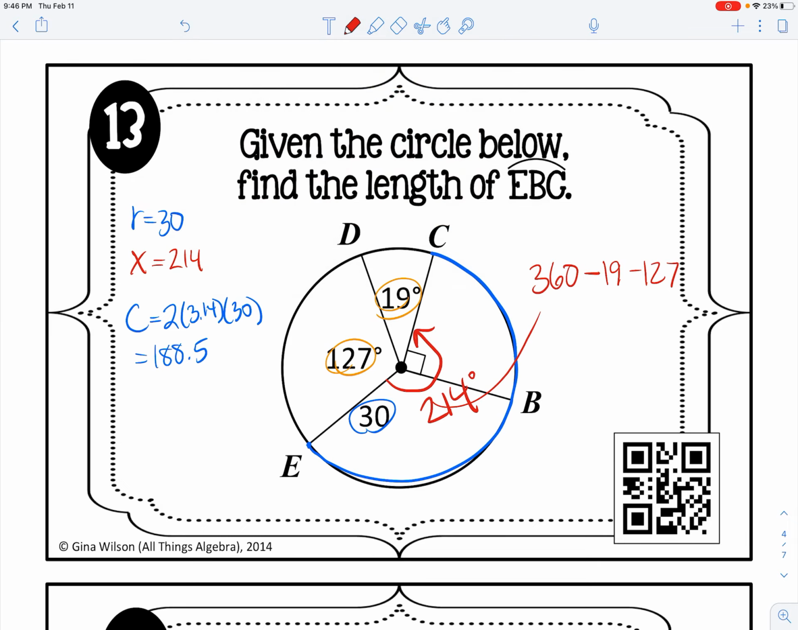Now our second part, to calculate our arc length: take our angle times our circumference and divide by 360. Then I got about 112.1. Yours might be a little different depending on rounding, but as long as you got around 112, you're good. The trickiest part of this one is making sure you can find that angle first.